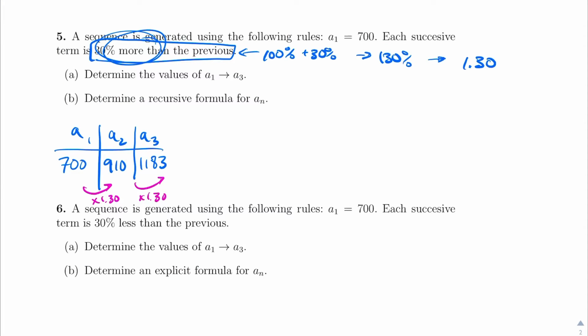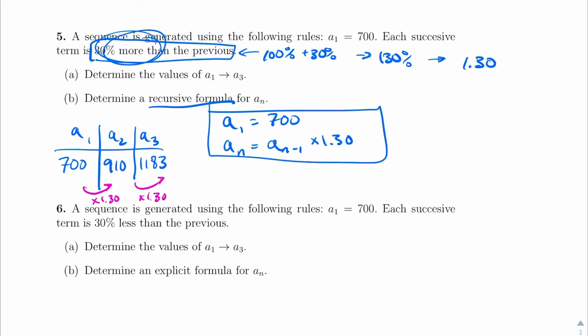So that's A3. A recursive formula is one that depends on the previous. So A1 is 700, and A sub n is equal to the previous one, the n minus 1th term, times 1.30. And we need both parts, the initial condition and the next rule, in order to get full credit. So make sure you have it.